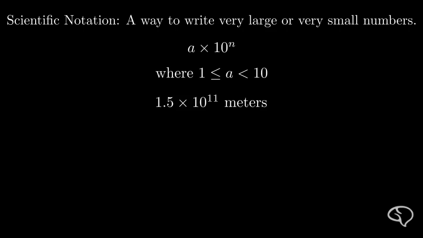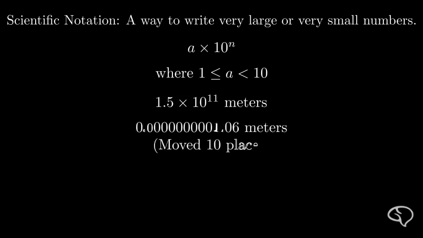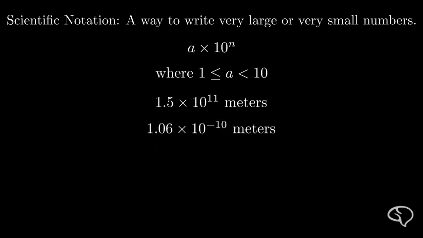The diameter of a hydrogen atom is about 0.0000000001 meters. Again, a lot of zeros. This time, we need to move the decimal point to the right to get a number between 1 and 10. We move it until it's between the 1 and the 0. Let's count the places. We moved it 10 places. When you move the decimal to the right, the exponent is negative. So the diameter of a hydrogen atom is 1.0 times 10 to the power of negative 10 meters.